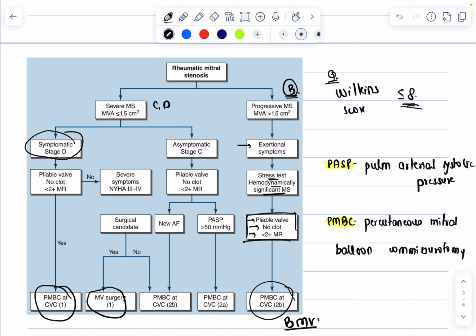And if the patient is in stage C and the Wilkins score is less than or equal to 8, and the patient is having new onset of atrial fibrillation, or PASP is more than 50 mm of mercury, that is, the patient is having severe MS, then also we will try to go for balloon mitral valvotomy or PMVC, and if it is not possible, then we will go for mitral valve surgery in this patient.